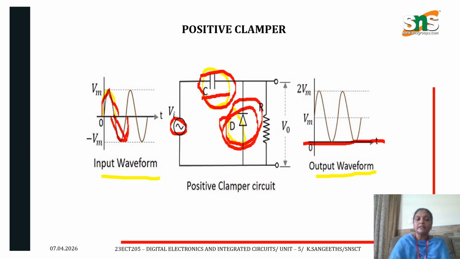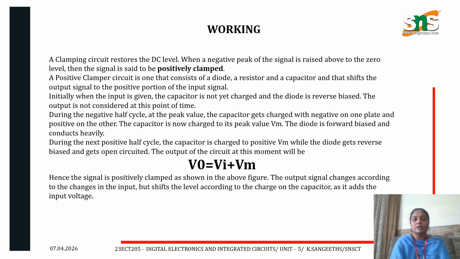So the added charge and the input waveform shifts the input waveform to the upward direction. So this is the working principle of the positive clamper. And the output is equal to Vi, that is the input voltage, plus Vm, that is the voltage stored in the capacitor.